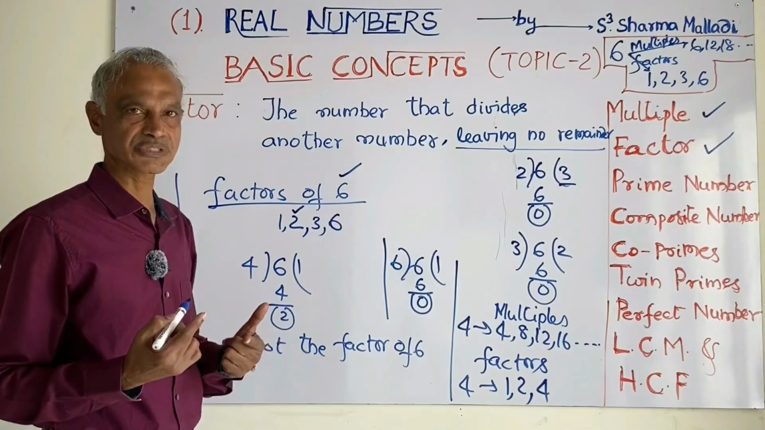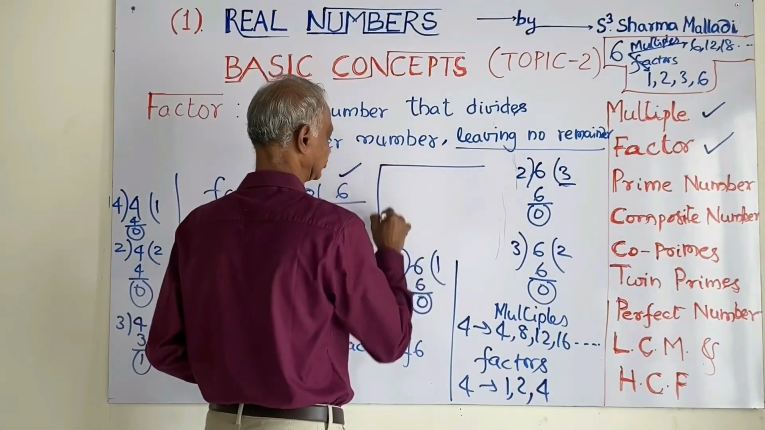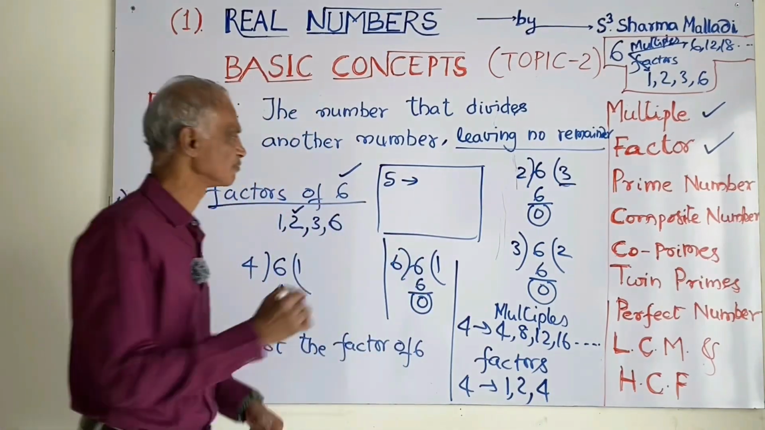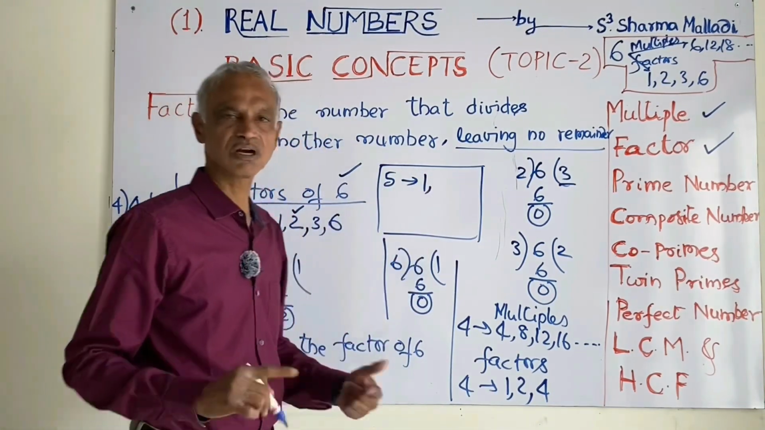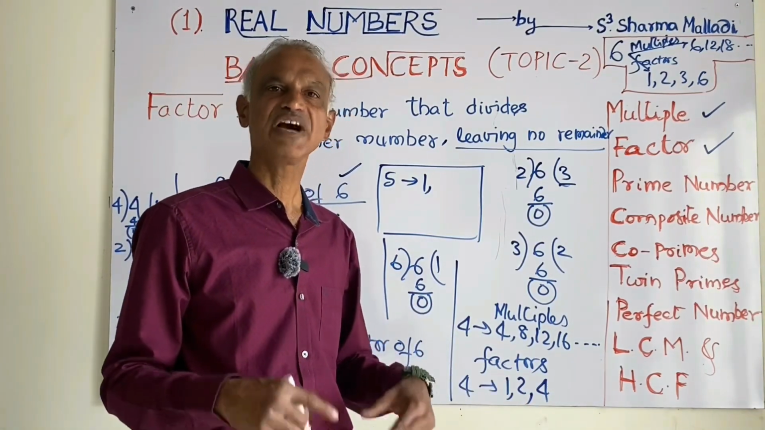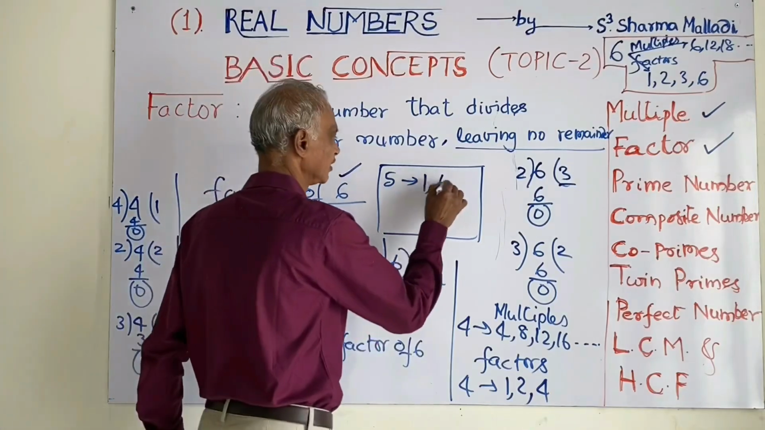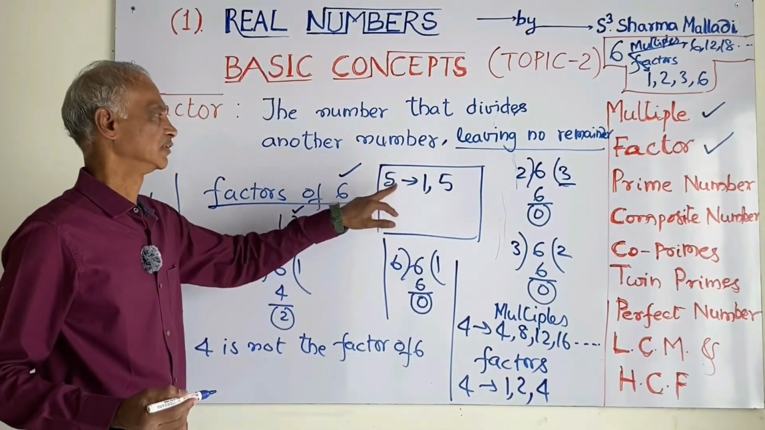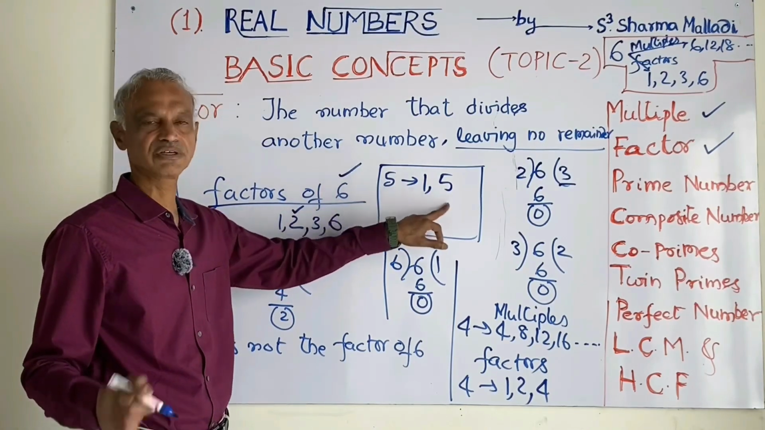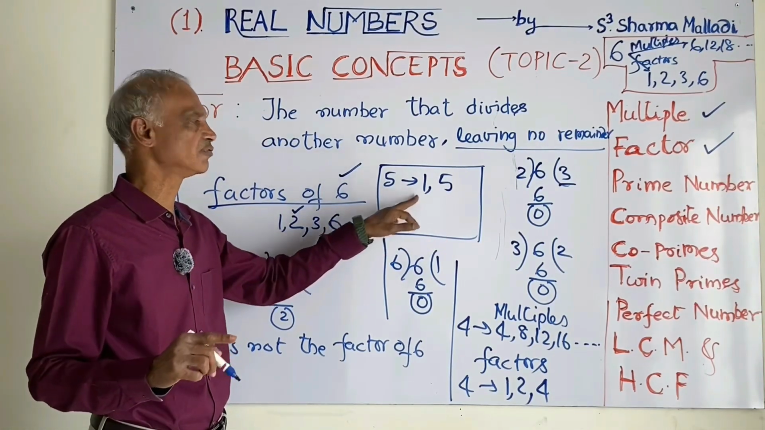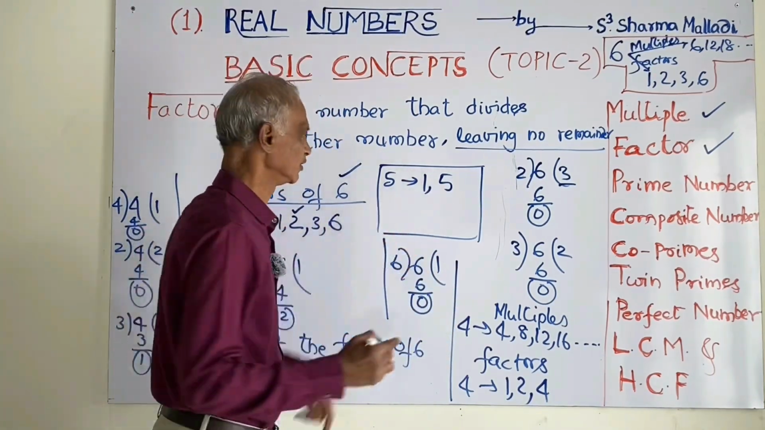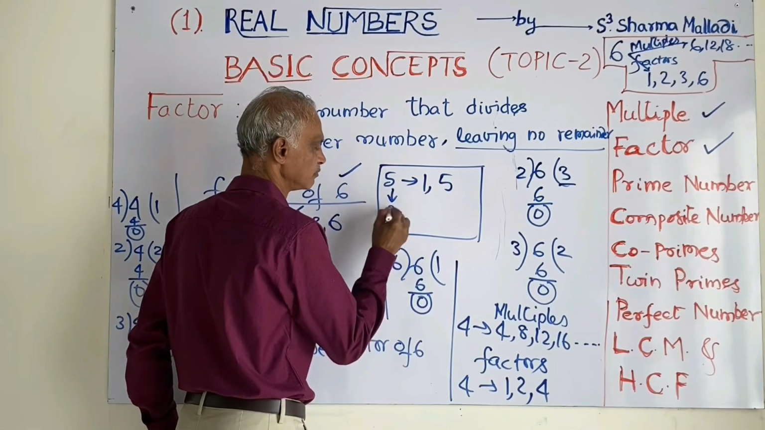I will ask you one question. What are the factors of 5? 1. 2 is not a factor of 5. 3 is not a factor. 4 is not a factor of 5. 5 is a factor of 5. If you divide 5 with 1, you are getting remainder as 0. If you divide 5 with 5, you are getting remainder as 0. Therefore, 1 and 5 are the factors of 5. You are getting only 2 factors. Therefore, 5 is called a prime number.